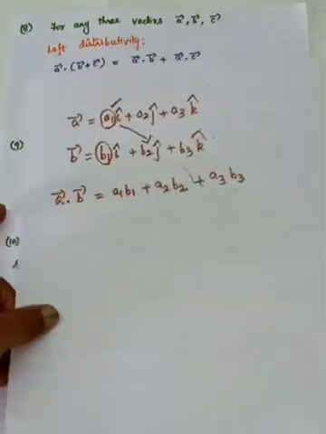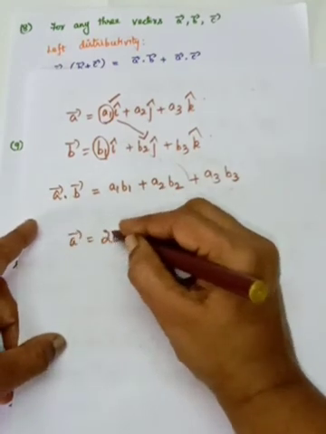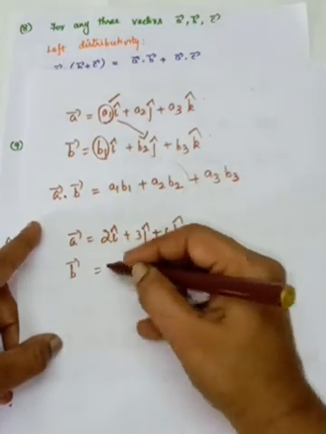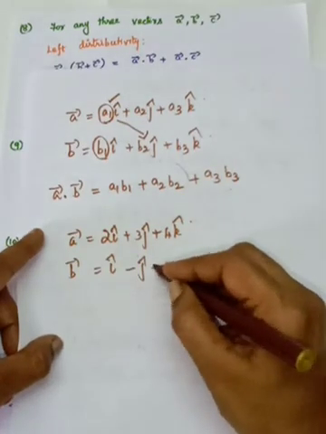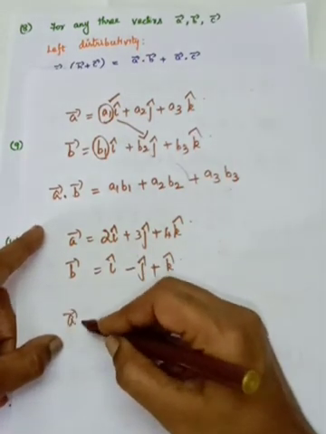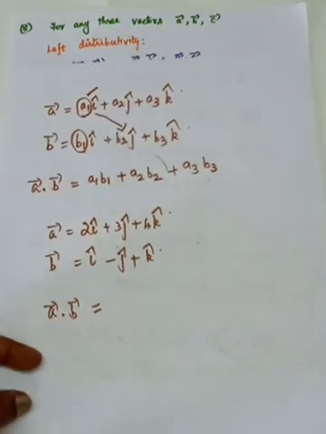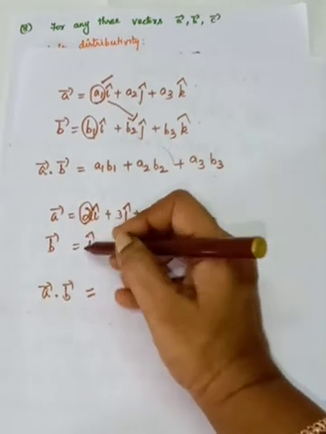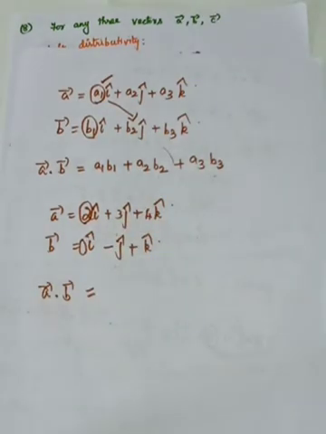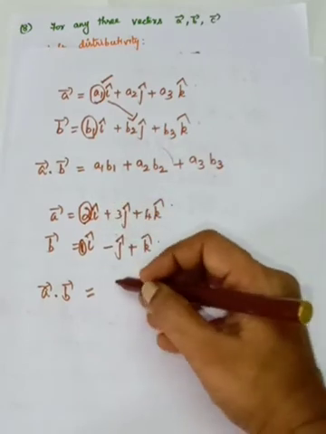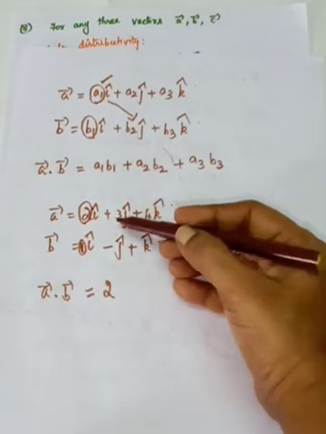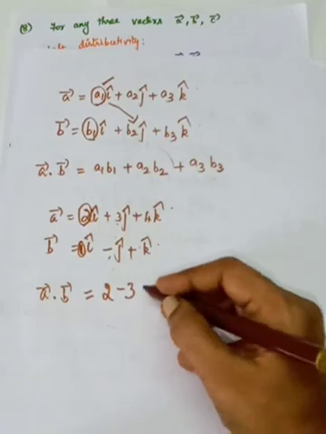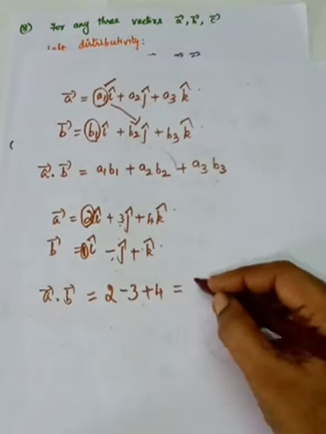For example, see your A vector is equal to 2 I cap plus 3 J cap plus 4 K cap, and your B vector is equal to I cap minus J cap plus K cap. If you want to take the dot product or scalar product of these two vectors, you have to multiply the coefficient of I component, that is 2 into 1, so therefore 2. Next, here you are having plus 3, here minus 1, so 3 into minus 1 is minus 3, and 4 into 1 is plus 4. So the answer is 6 minus 3, that is equal to 3.